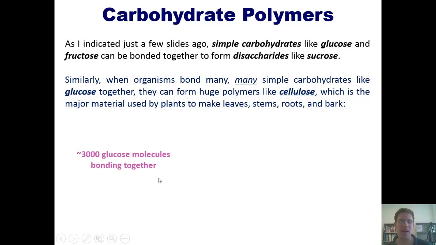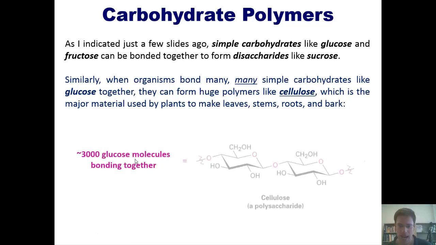So in essence, if I take about 3,000 glucose molecules and I bond them all together in a very specific way, I can get this repeating polymer of basically this unit shown over and over and over and over again in both directions. And that polymer is cellulose. Once again, cellulose is the major constituent in the vast majority, or in most of plant matter, and gives plants its structure. Pretty cool, huh?